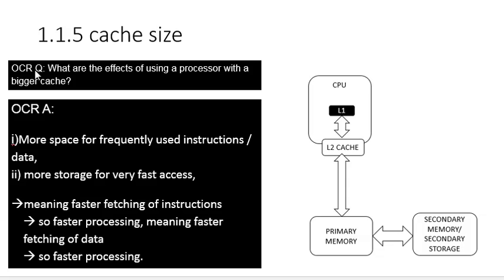Cache size. OCR question: what are the effects of using a processor with a bigger cache? Point 1. More space for frequently used instructions and data. So the bigger the cache, the more instructions and data you can store in this much faster cache. More storage for very fast access means faster fetching of instructions and data, and so faster processing overall. In other words, the whole fetch, decode, execute cycle is much faster because you're not waiting for slower RAM for frequently used instructions or data.